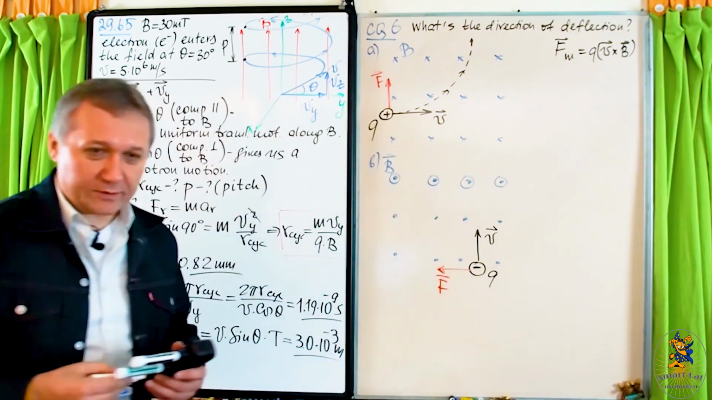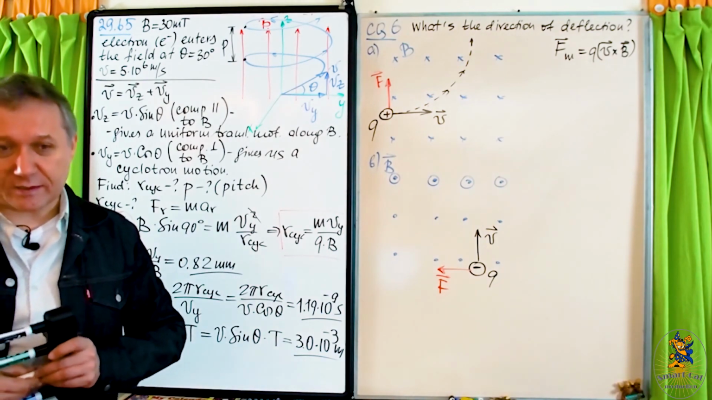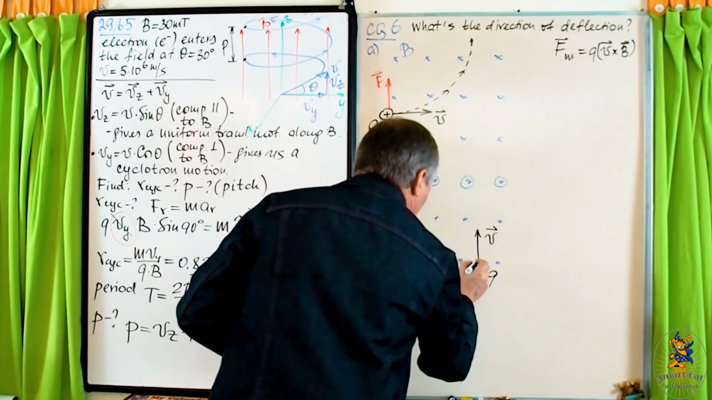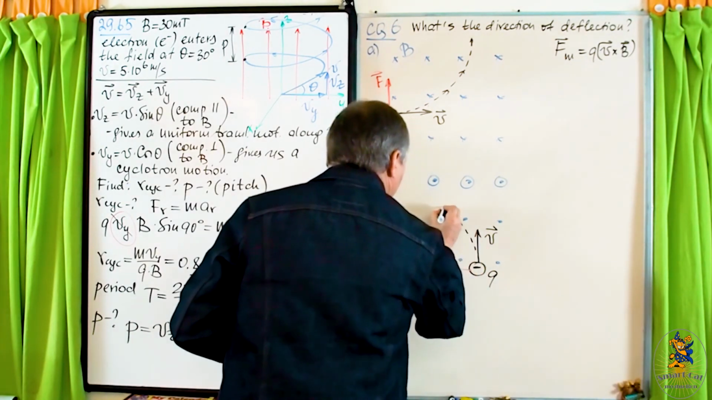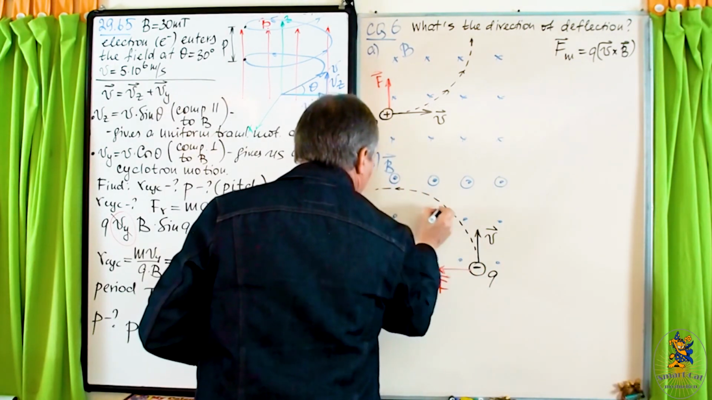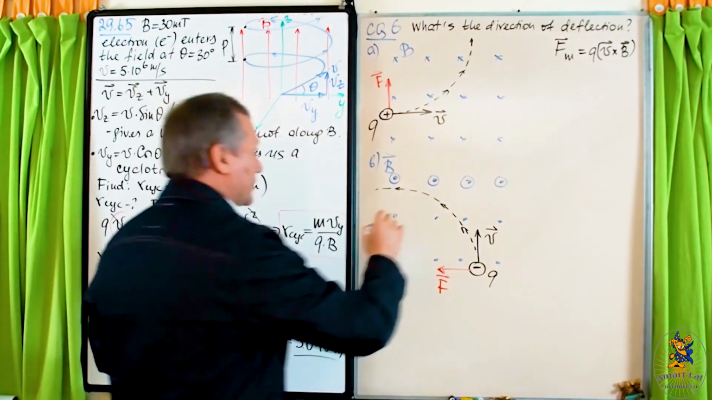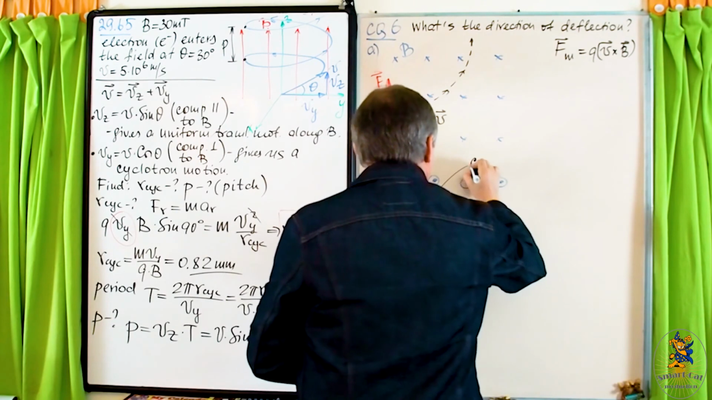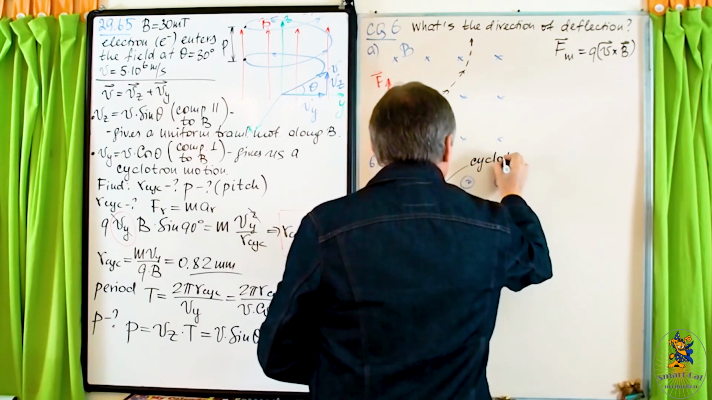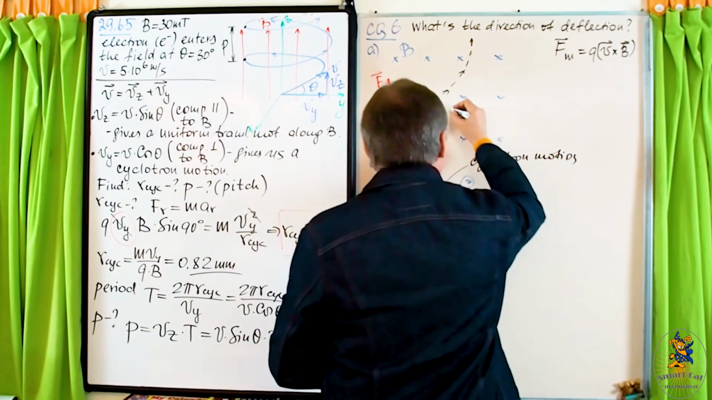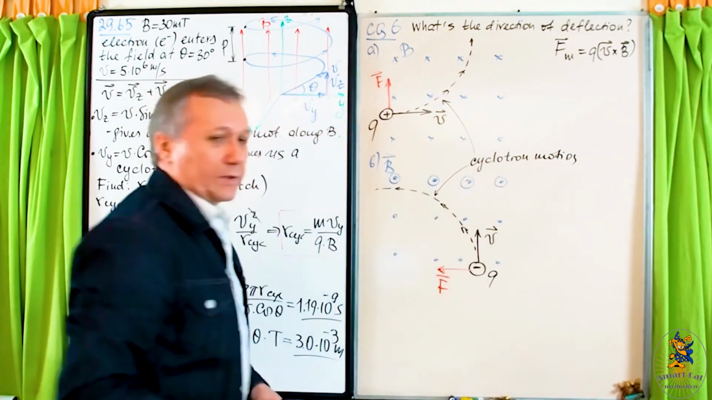And the particle is going to experience, again, cyclotron motion, moving along a circle, but now this way. Again, cyclotron motion still. So both of these trajectories are cyclotron motion.